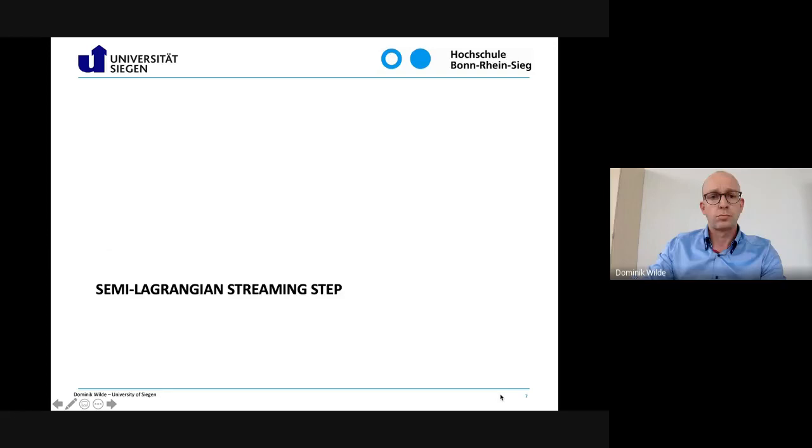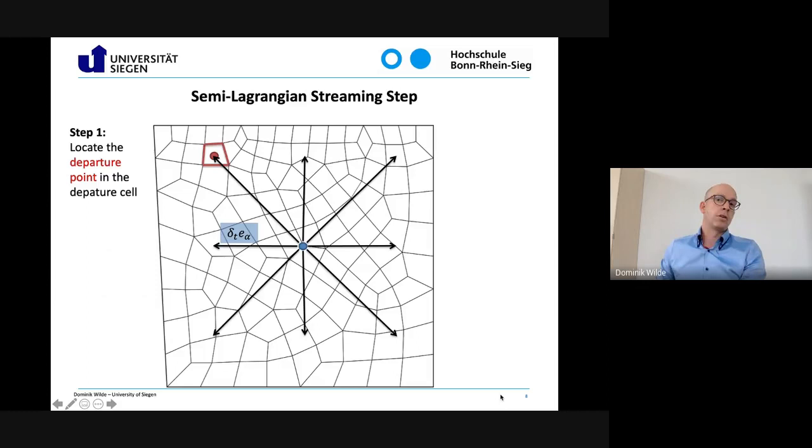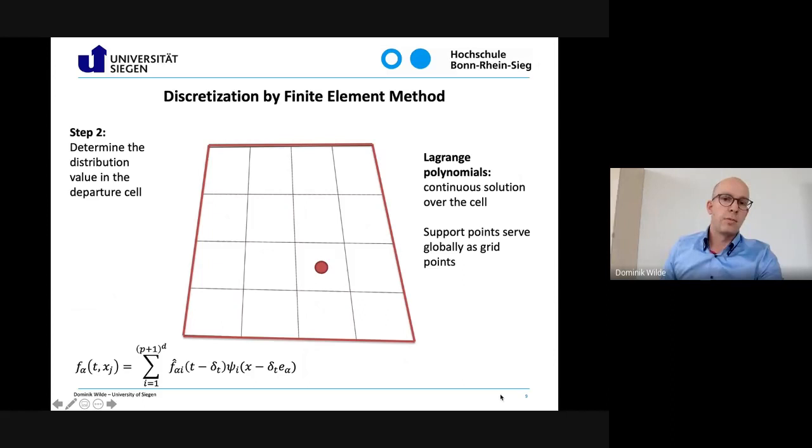Again, the semi-Lagrangian streaming step: you may operate on an unstructured or structured grid. You follow the trajectories of your velocities back in time, depending on your time step size and your stencil, of course. You locate the cell where the departure point is located, then you use interpolation polynomials in this cell to gain the distribution function value that you desire. Afterwards, you stream it to the desired grid points.